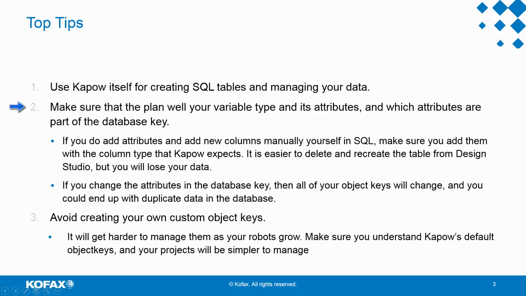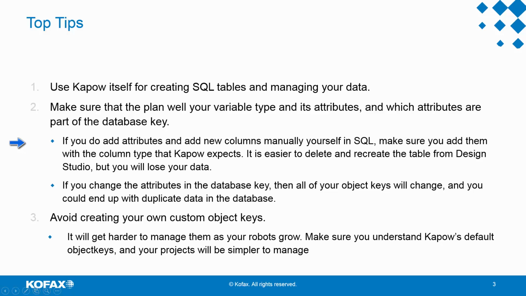Tip number 2 is plan really well your variable types before you use them, before you create the SQL tables. Plan out well how many attributes you need and which attributes are really part of the database key. Any changes you make later can affect your robots, and especially if you've got tables already with thousands of entries in them and you realize you need new columns, you have to be very, very careful. You can usually add the columns manually in the SQL database, but make sure you've got backups so that you don't lose your data and don't desynchronize your tables with Kapow.